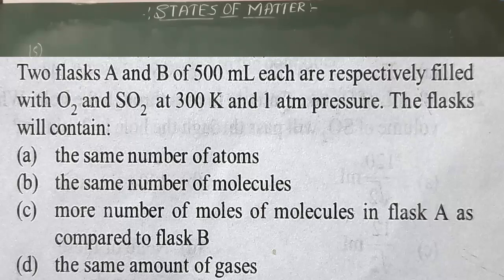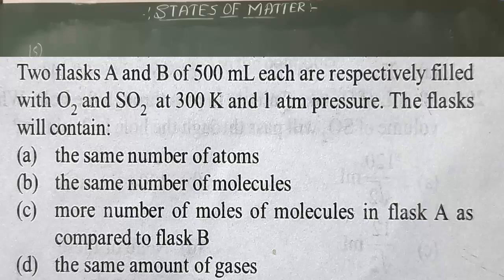Sulfur dioxide has been filled, and temperature is 300 and 1 atmosphere pressure in both the flasks. The flask will contain option A, the same number of atoms, option B, the same number of molecules, option C, more number of moles of molecules in flask A as compared to flask B, option D, the same amount of gases.